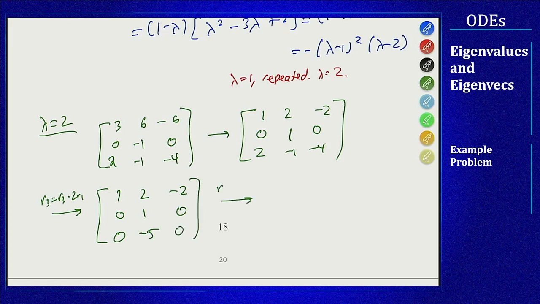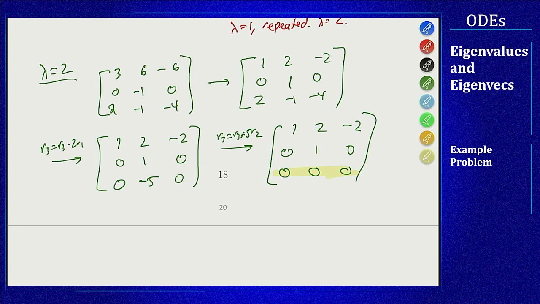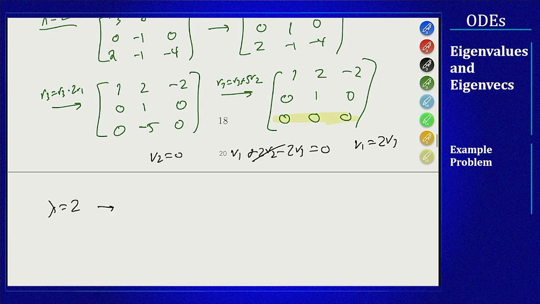And then I can do row 3 is row 3 plus 5 row 2 to get rid of that minus 5 as well. So thankfully, as expected, we have a row of zeros here at the bottom of the matrix, which we expect to get for our eigenvector problems. In terms of equations, this says that v2 equals 0. v1 plus 2v2 minus 2v3 is 0. Well, if v2 is 0, that term's also gone. And so I have v1 equals 2v3. v3 is a free variable. I can pick v3 to be 1 and v1 to then be 2, with v2 being 0. Means that for lambda equals 2, an eigenvector that we get here is 2, 0, 1.